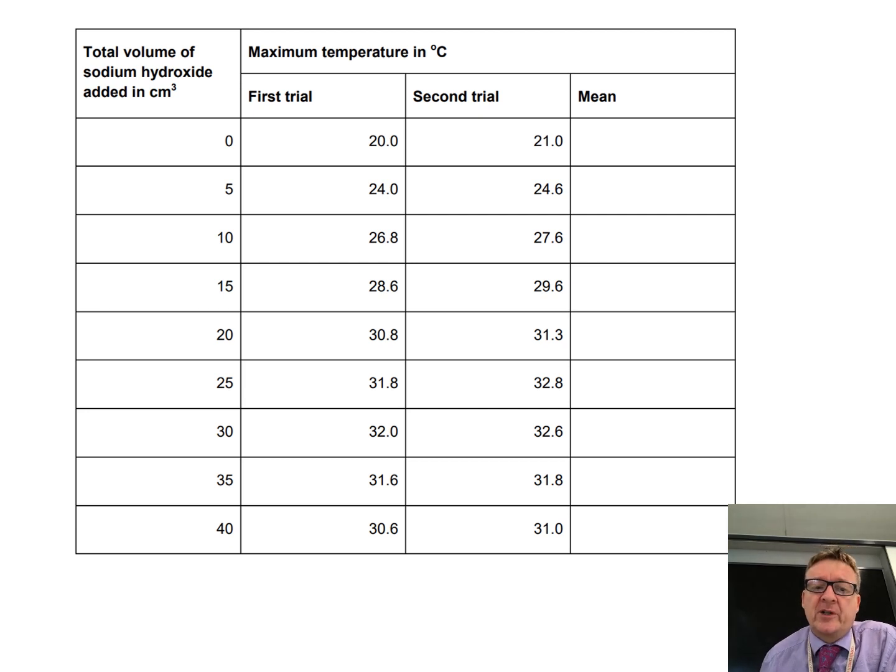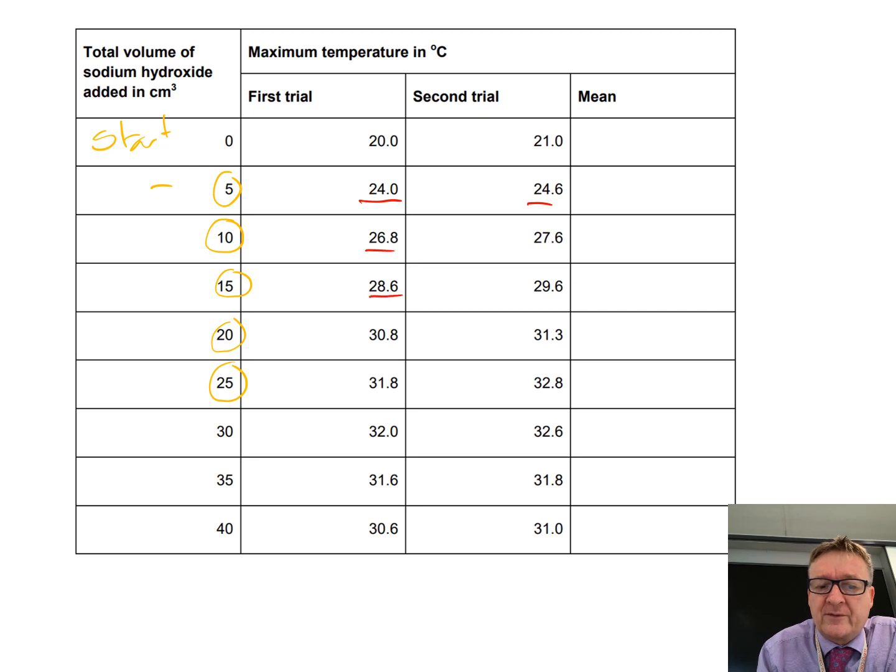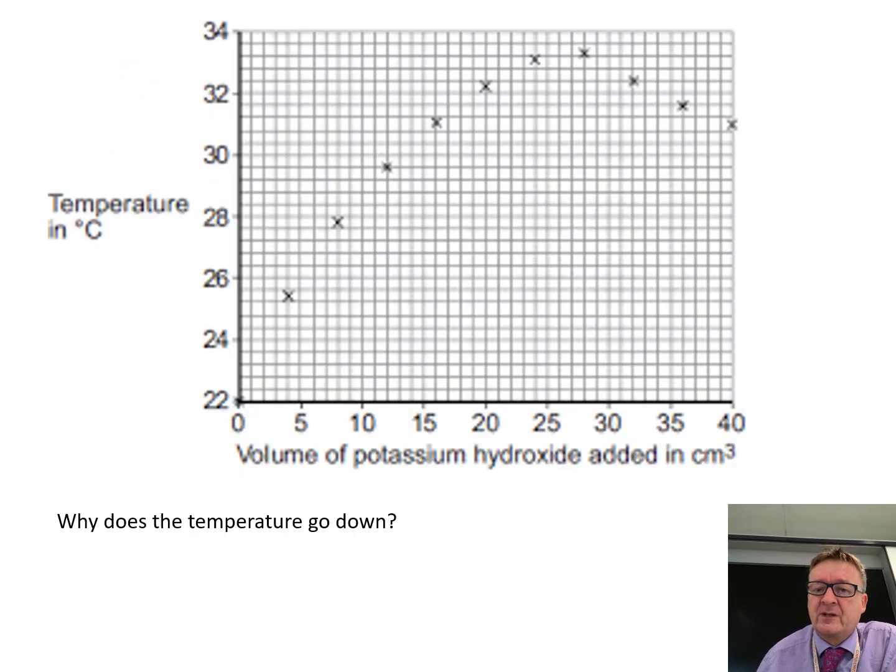Now, this is what your results table will look like. That is your starting point. Then you add 5, add 5, add 5, add 5, add 5, and then you look at the temperatures as it goes. So with 10, with 15, 20, etc. And then you do a mean. So it'd be 20 add 21, divided by 2, which would be 20.5 degrees C. Then you get a graph.